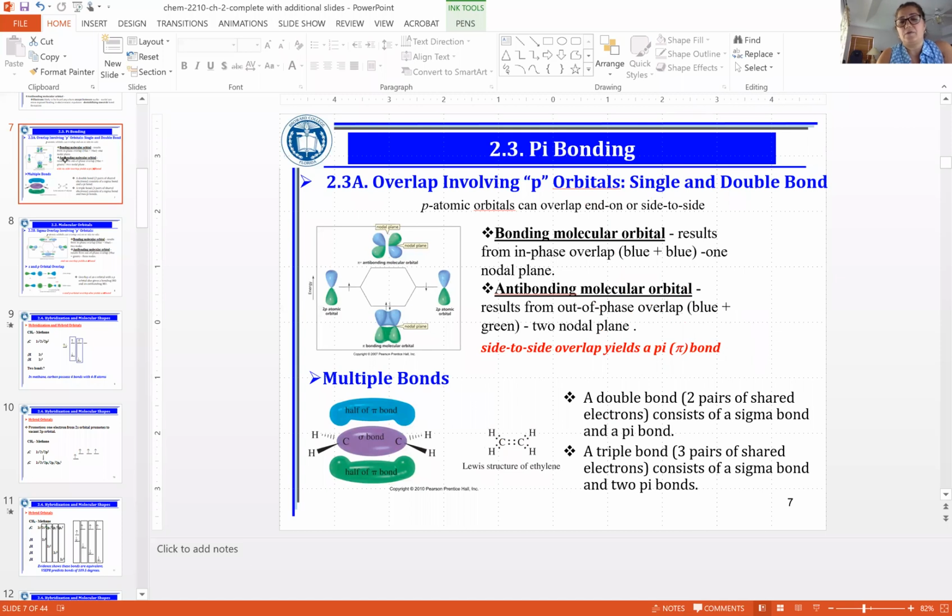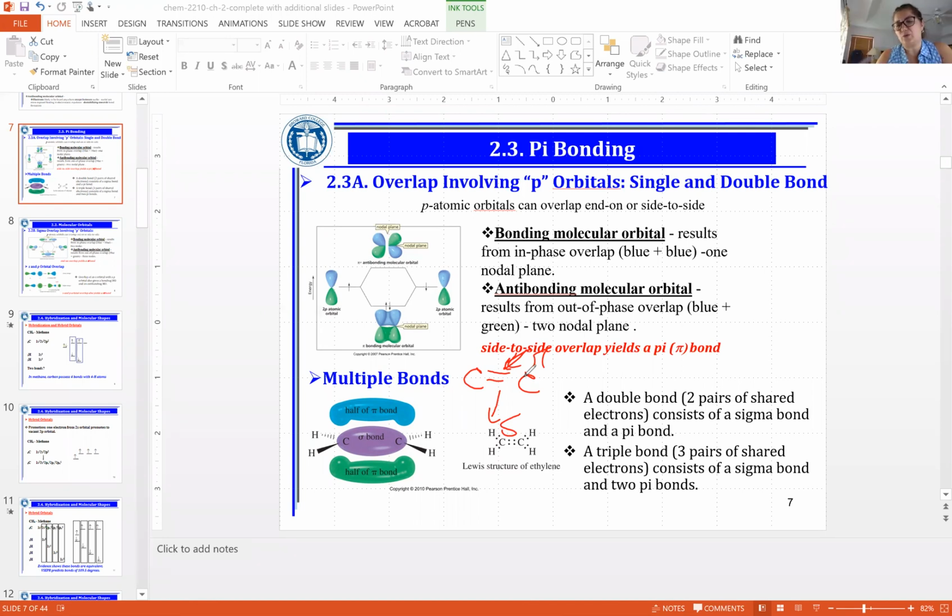For the pi bonding, the pi bond is weaker than the sigma bond. But the pi bond doesn't exist by itself, so you have to have the sigma bond forming first. So if this is a sigma, the second one could be a pi bond, but the pi bond doesn't form until the sigma bond forms first.